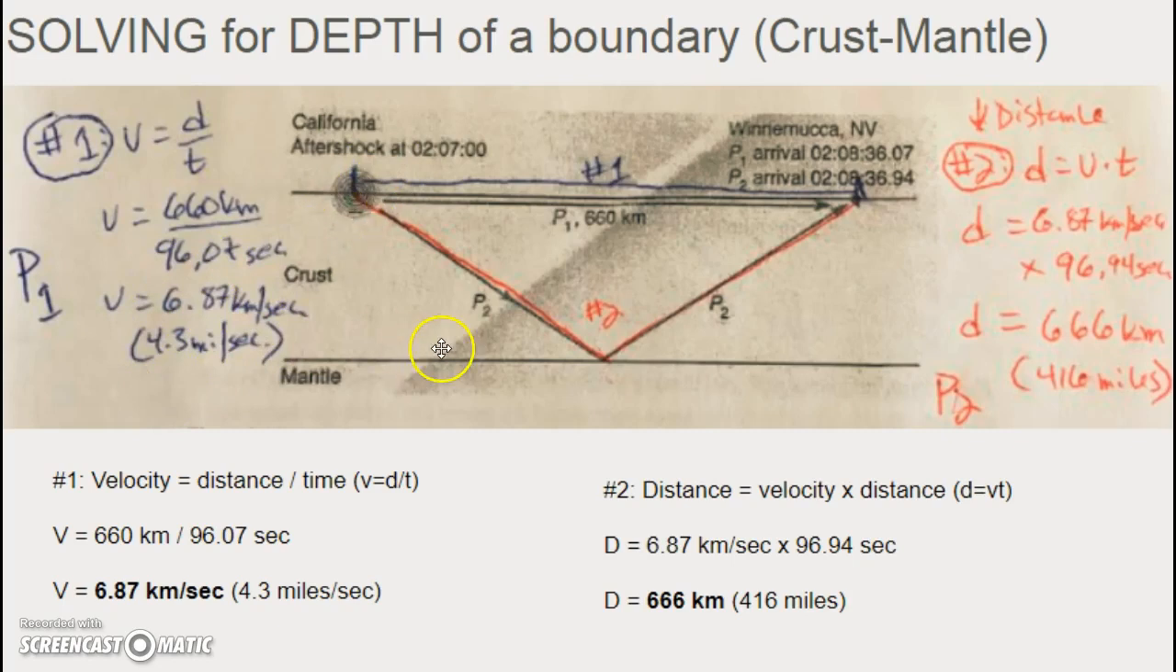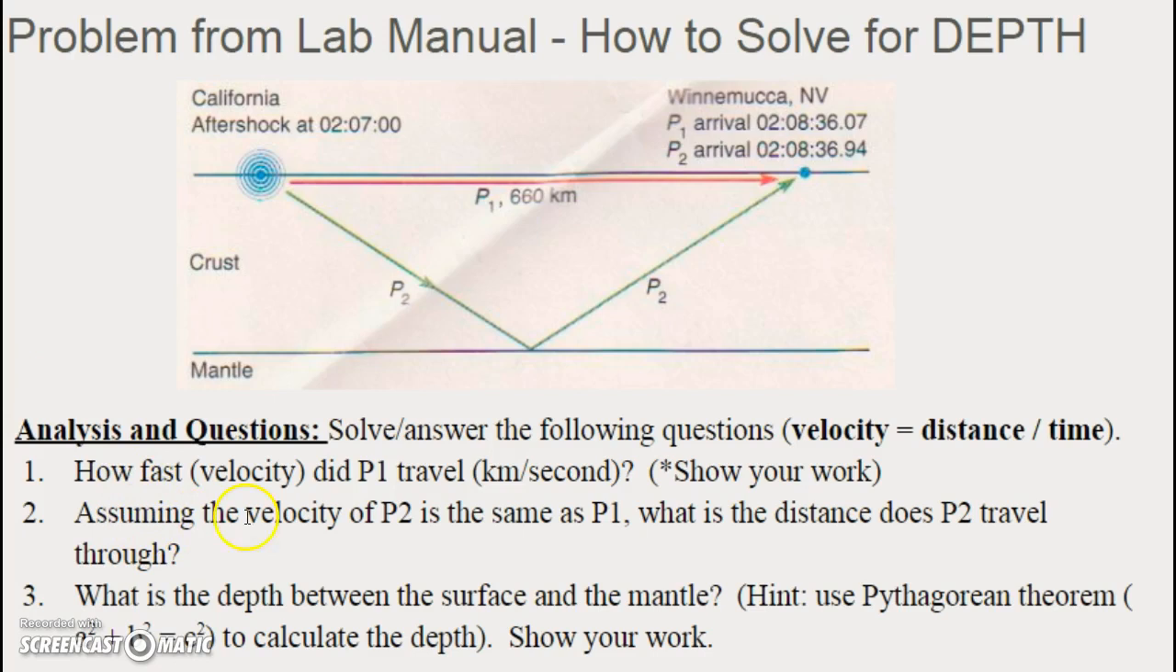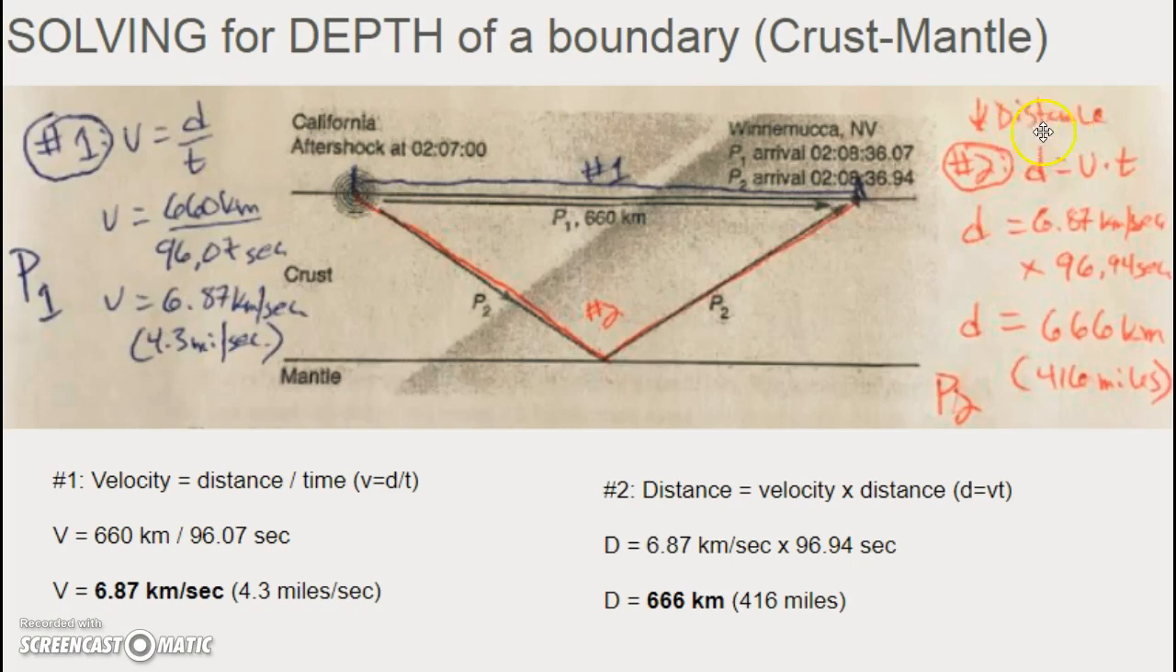Okay, so we're going to assume, right? We said that we're going to assume for number 2, assuming that the velocity of P2 is the same, what distance does it have to travel through? So now I'm solving for distance. I'm using the same equation, speed, distance, time, but now I'm isolating d. The distance is going to be the velocity times the time. So my velocity is 6.87 kilometers per second. I simply took it from solving for the P1. It's traveling at the same velocity.